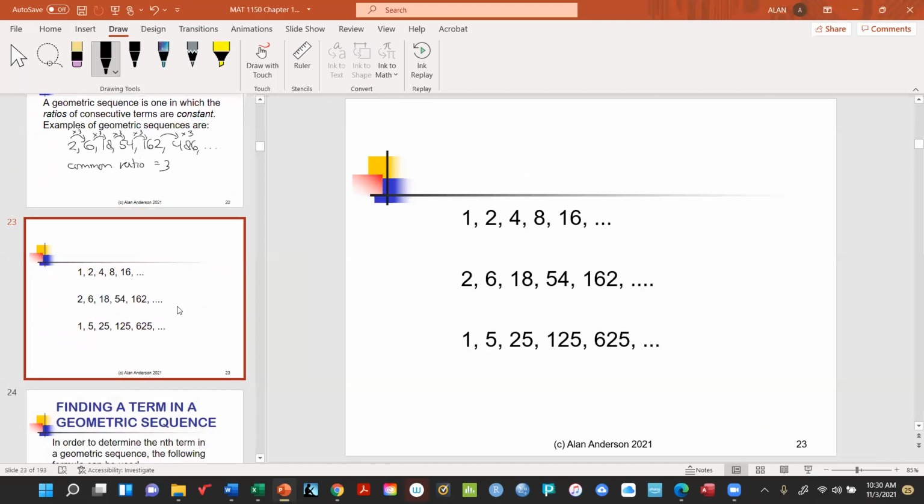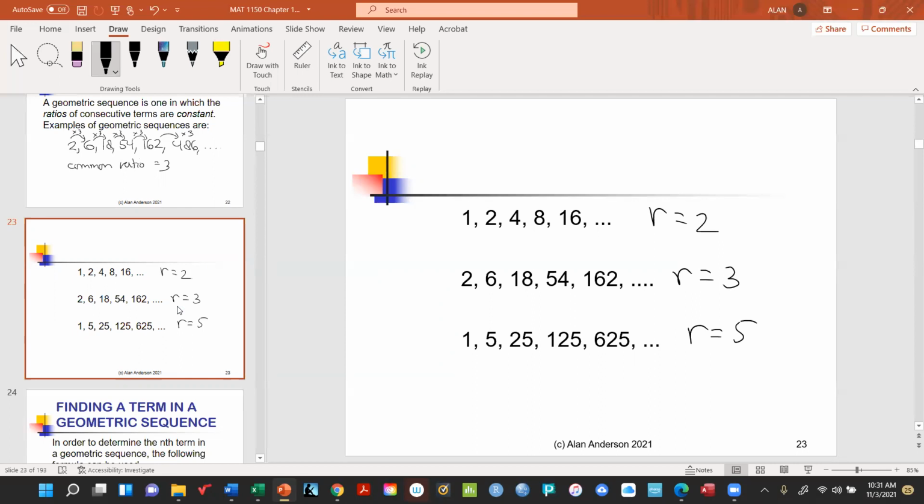And so you can see here, in this first case, clearly these numbers are all being doubled. So the common ratio is 2. In this case, each number is being tripled. And then finally, in this case, they're all being quintupled, which means they're all being multiplied by 5. And again, just like with the arithmetic sequences, they can start anywhere. Also, though, like the arithmetic sequences, we can actually have negatives.